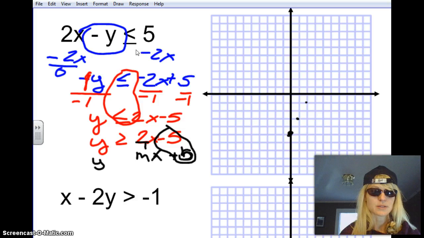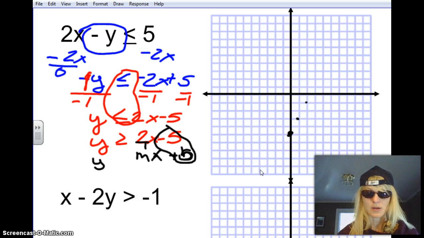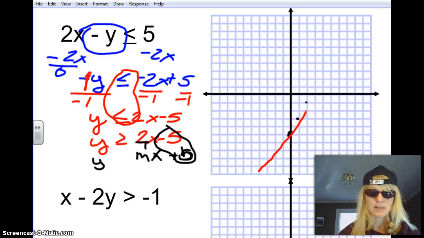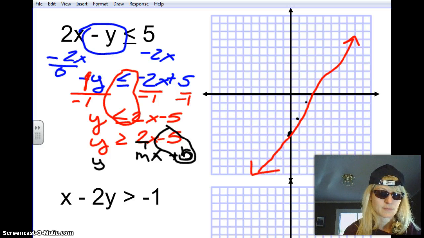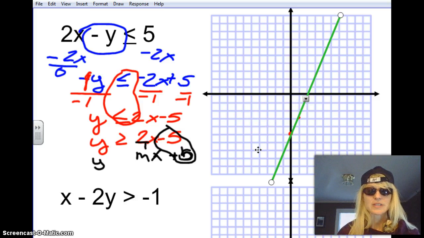So I want to know, is it solid or regular or dotted? So this tells me the equal side means including the points on the line. So we're going to draw a nice solid line. Oops, hopefully yours looks a lot better than mine. It's not easy to draw that in there. Let's redo that. Hold on. Okay, so that's better. So we have a solid line through negative 5 up 2 over 1.